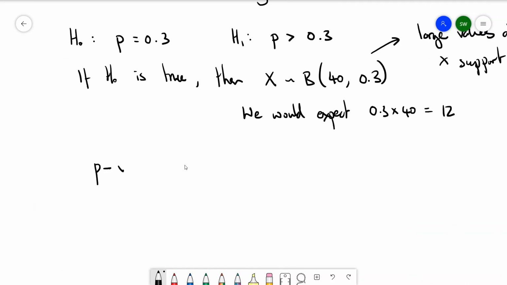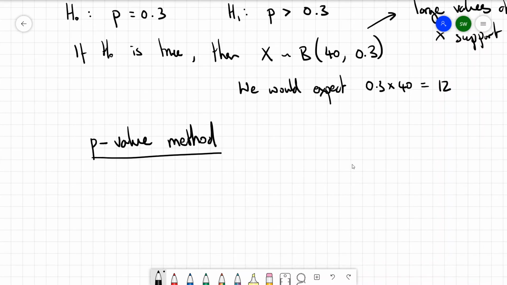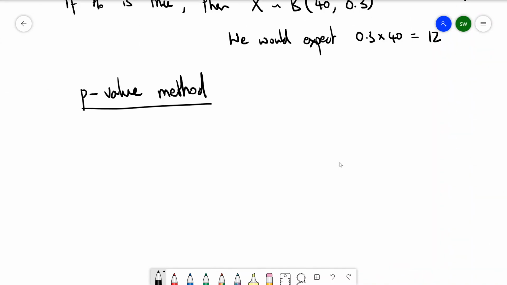So the preferred method would be to use the p-value method. You would only really ever use the critical region method if the question asks you to find the critical region. So you don't need to draw out the distribution, but I'm going to draw it just to demonstrate what we're actually doing. Draw a quick sketch.